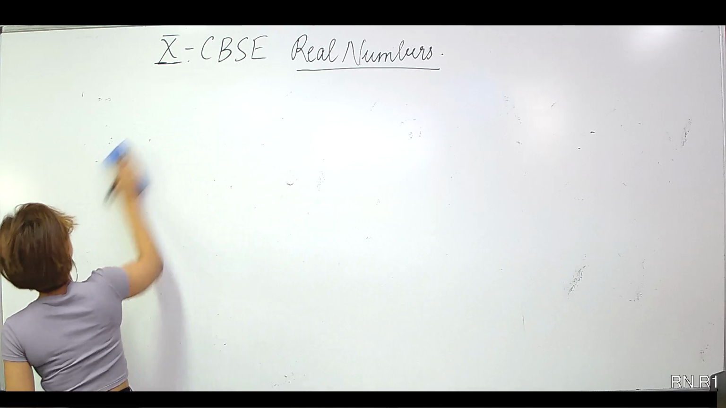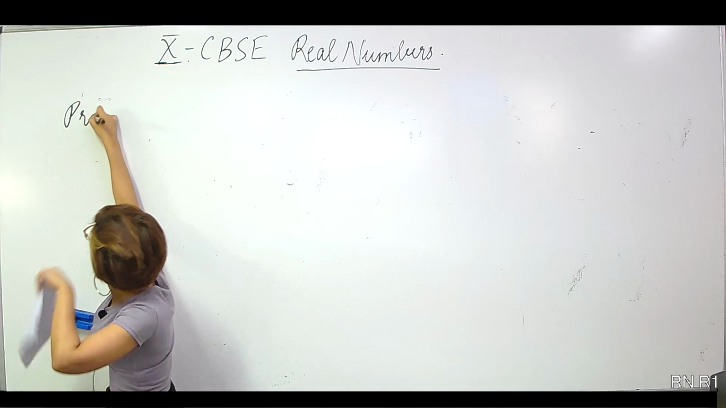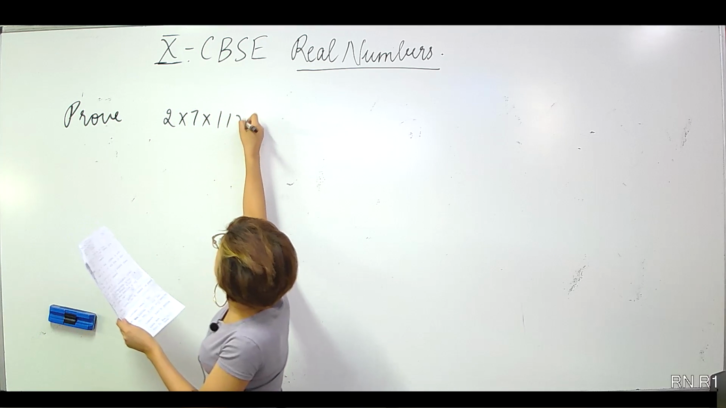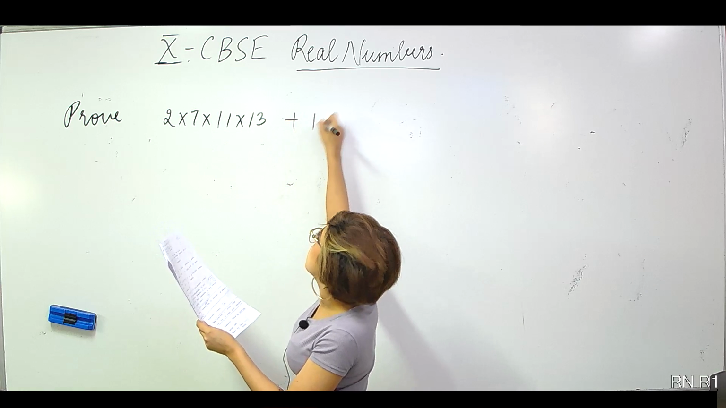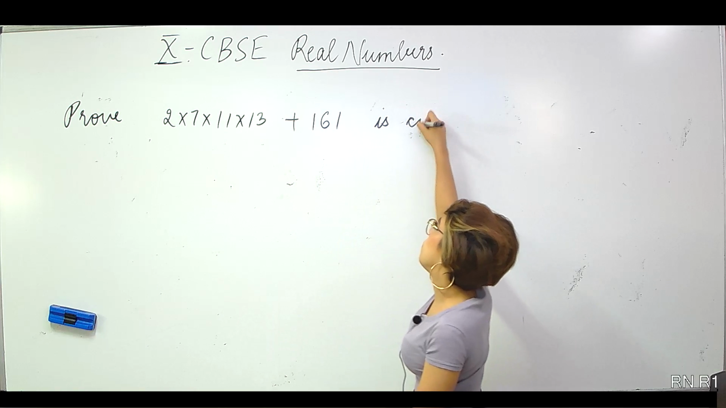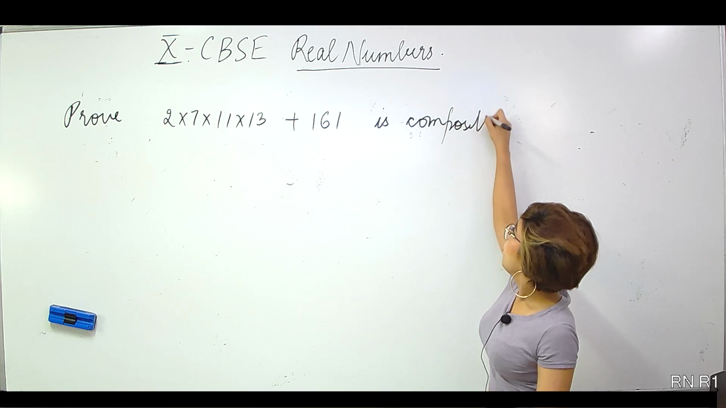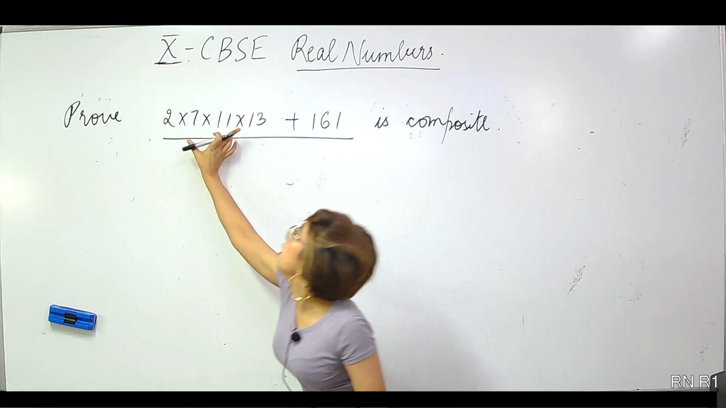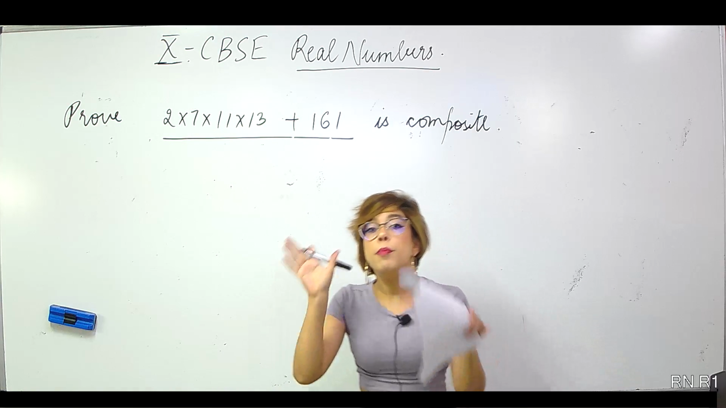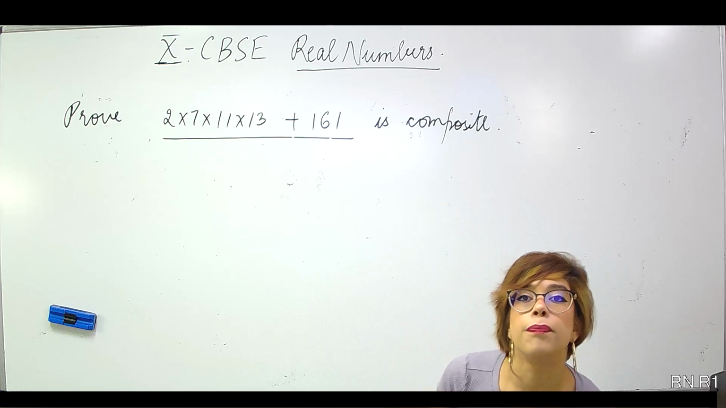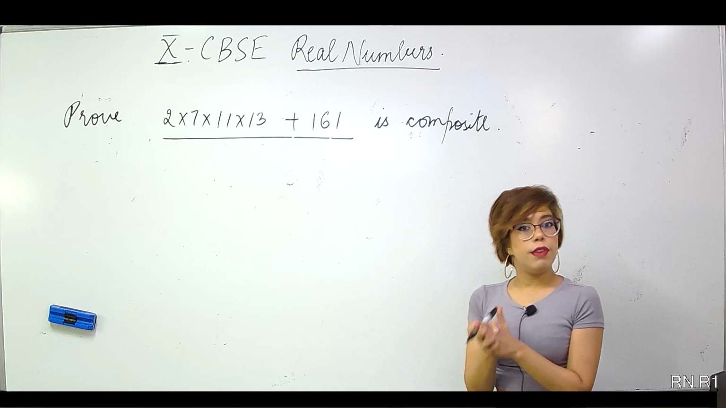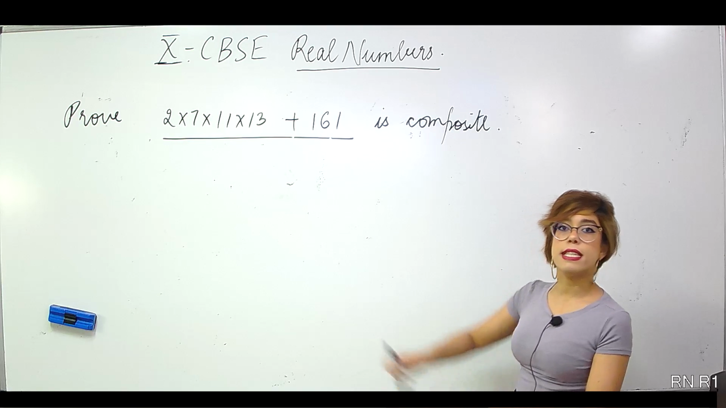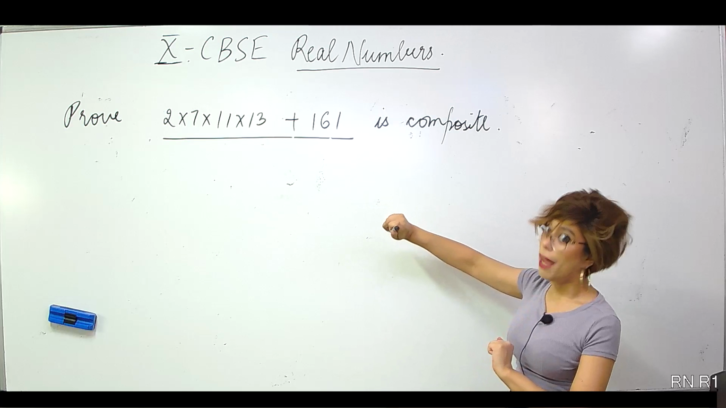Prove, write down, prove the number 2 into 7 into 11 into 13 plus 161 is composite. Prove this number. This is the entire number, people. This plus this. That is the number. Prove that it is composite. Right? I will not give you time. You can pause the video and do it and then unpause it and move on. Right? So I will discuss it. So I'm discussing it. So pay attention now.